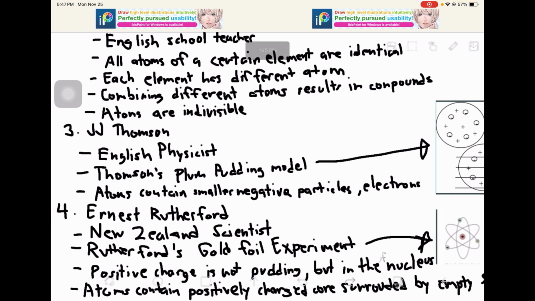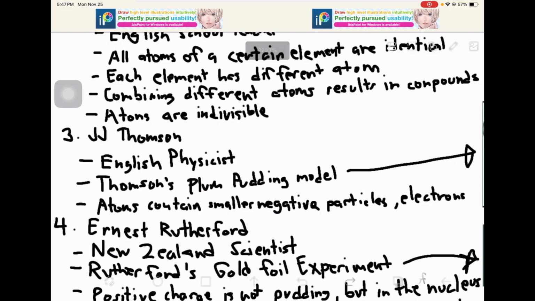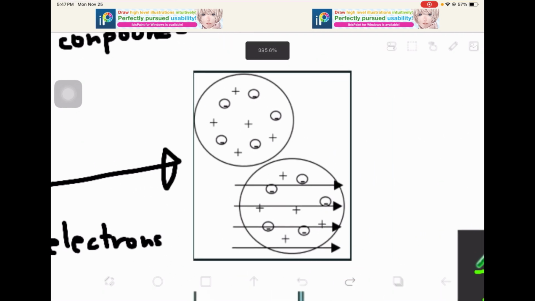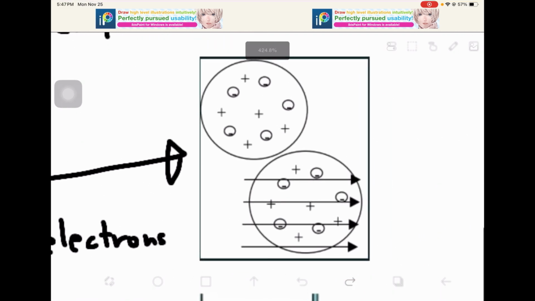Following that, J.J. Thomson made his plum pudding model and stated that atoms can contain a smaller negative particle called electrons. He is an English physicist, and here is his plum pudding model, as we could see over here.